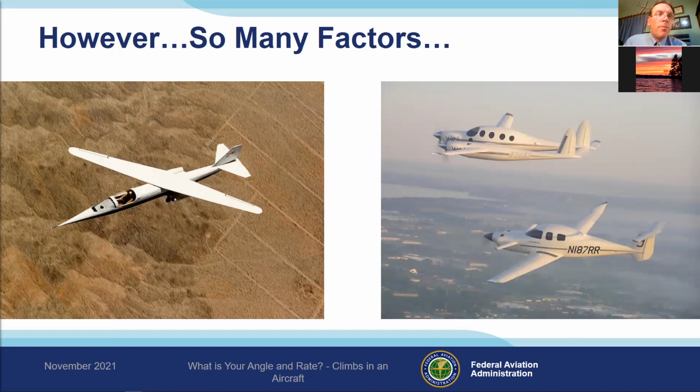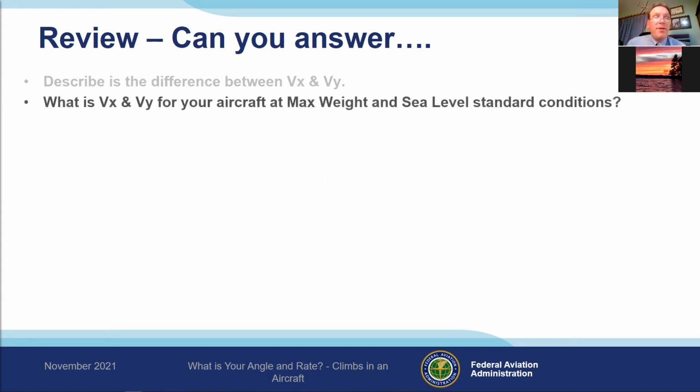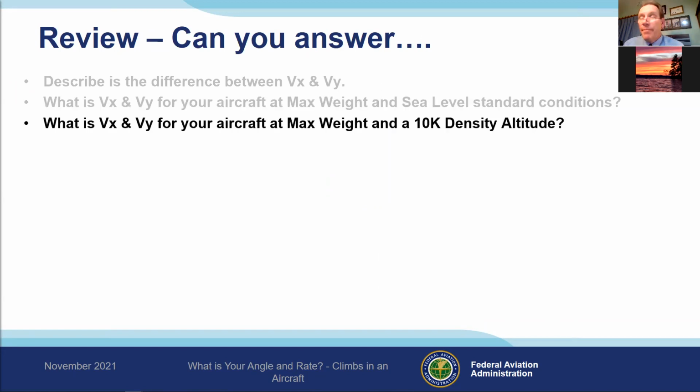But hopefully what you've gotten out of tonight, here's just a few things to be thinking about, kind of review-wise. Can you answer these questions? Can you describe the difference between VX, VY? Best rate of climb, best angle of climb, what that is. What's VX and VY for your aircraft at maximum weight, standard sea level conditions? What is it at maximum weight and at, say, 10,000 feet?